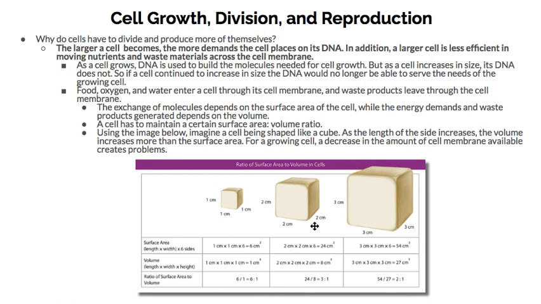Looking at this image, this is referring to if the cell was shaped like a cube. As the length of the side increases, the volume increases more than the surface area. And for a growing cell, a decrease in the amount of cell membrane available creates problems, again because of that exchange of molecules, food, oxygen, and water. It has to have a certain surface area to volume ratio.